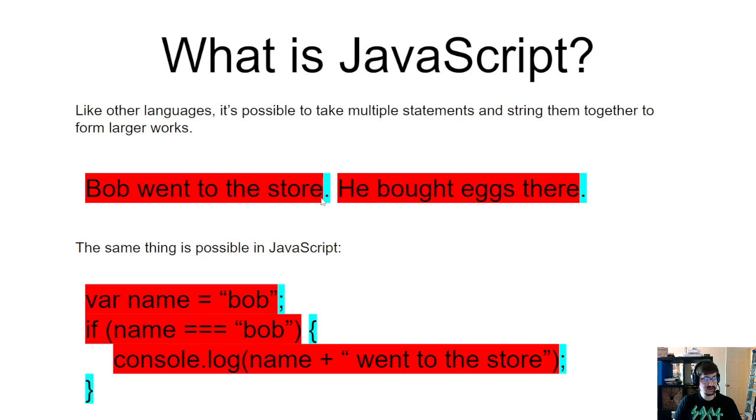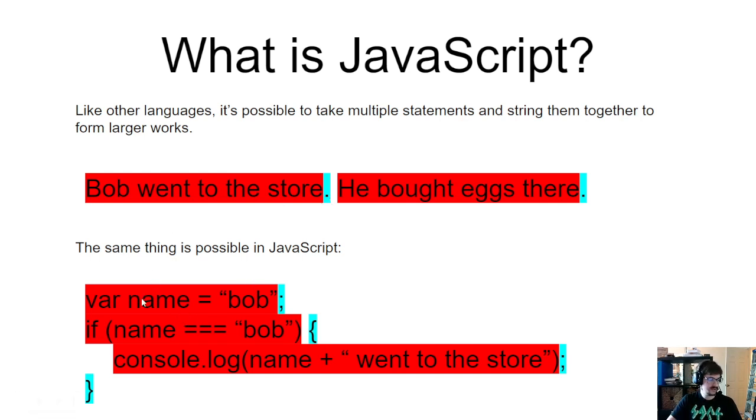You can see the period is what tells us the sentence is over. If we took out this period, it would be "Bob went to the store, he bought eggs there," which you kind of understand, but it's not grammatically correct. You would want to put a period in there to indicate that that action is coming to an end and you're moving on to the next action.